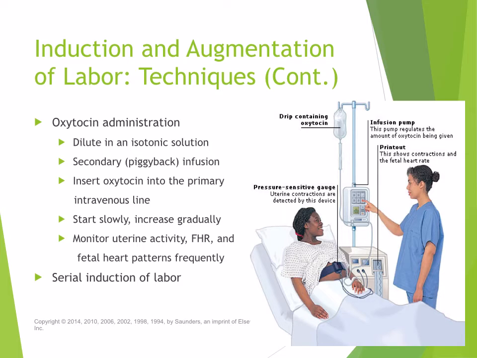We want to mimic what mom's body is doing in labor, so we start at a low dose and can increase or decrease that dose based on the information we're finding, meaning our contraction pattern and our fetal tolerance of labor.